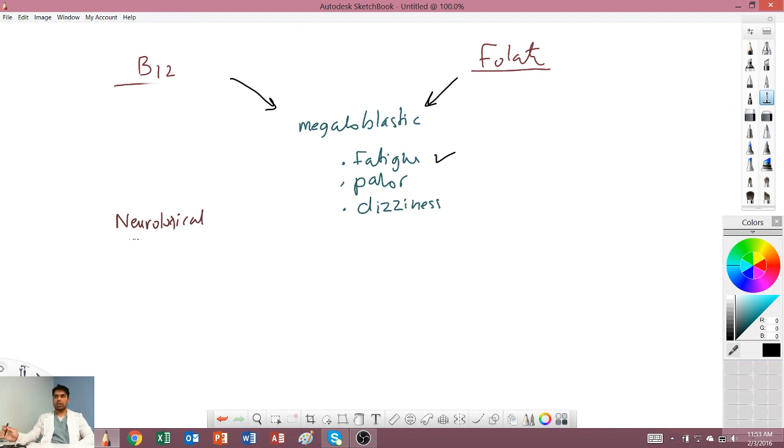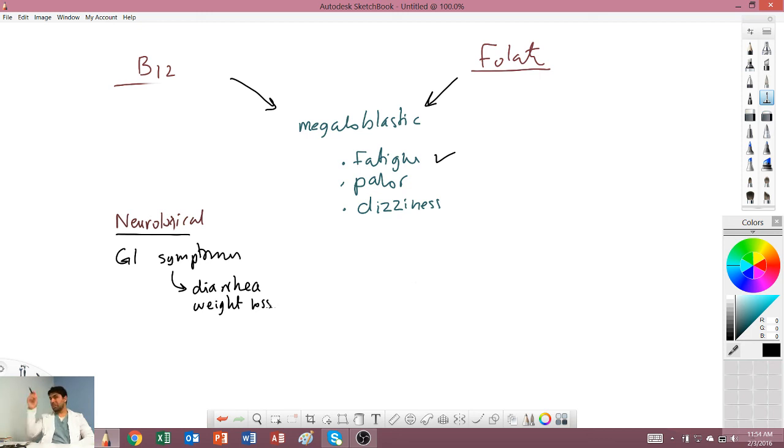Now in GI we'll learn about that soon, that B12 is absorbed in the GI. So if you cannot produce intrinsic factor, then you can have a neurological and GI problem too. So maybe neurological symptoms and GI symptoms. And the GI symptoms should be diarrhea and weight loss. Look for those things.